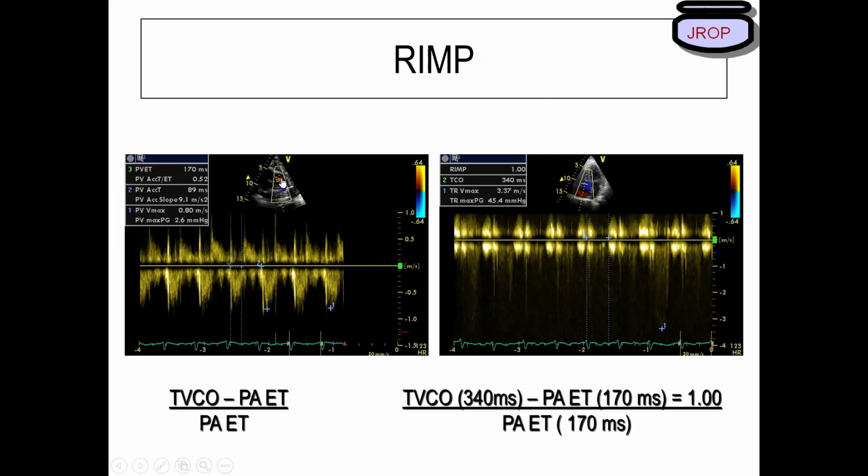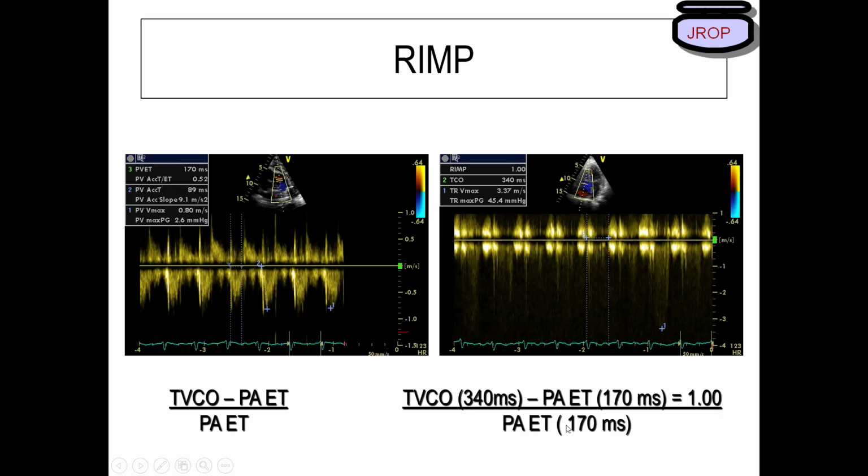So here is the parasternal short axis view at the aorta. We went on to measure the pulmonary artery acceleration from the beginning to the end. This is known as the pulmonary artery acceleration, ejection time. Then we got the tricuspid closing and opening time from the apical four-chamber view. TVCO is 340. Pulmonary artery ejection time is 170. 340 minus 170 is 170. 170 divided by 170 would be 1.